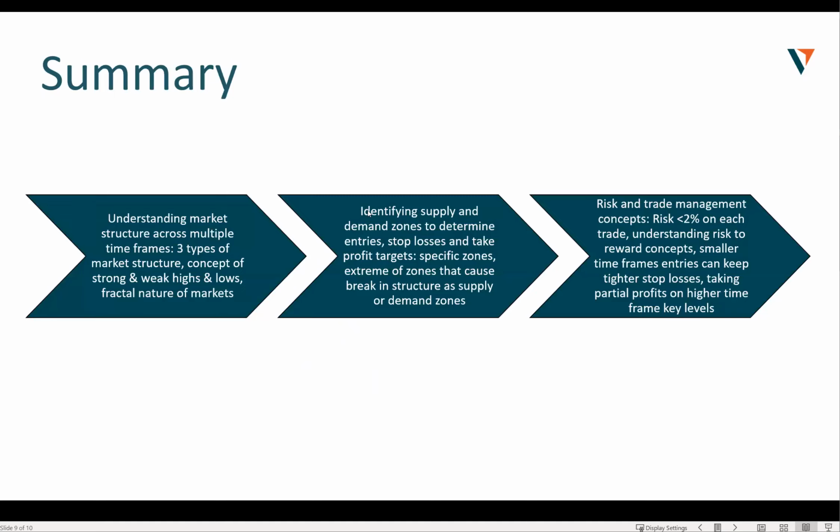Okay, and then also in summary of what we have covered in last week's topic, right? We talk about market structure. So we covered the three different types of market structure. We also talk about the concept of weak lows and strong highs, and strong lows and weak highs, as well as strong lows and highs, right?